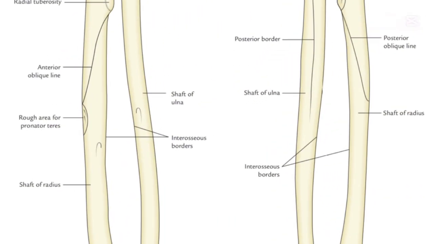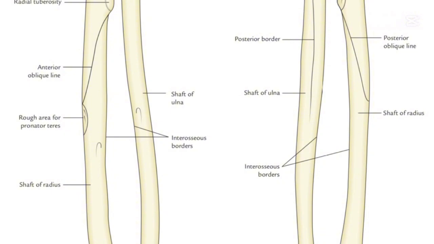Now the medial border, you have this very sharp. The medial border is very sharp. Why is it very sharp? Because it is attaching the interosseous membrane. So you have the medial border or the interosseous border, which is very sharp, which is attaching the interosseous membrane with the lateral border of the ulna. The lateral border of the ulna attaches the interosseous membrane together with the medial border of the radius. So the interosseous membrane is attaching the two bones in the middle. So you have the anterior oblique line, you have the posterior oblique line, you have the medial interosseous border.